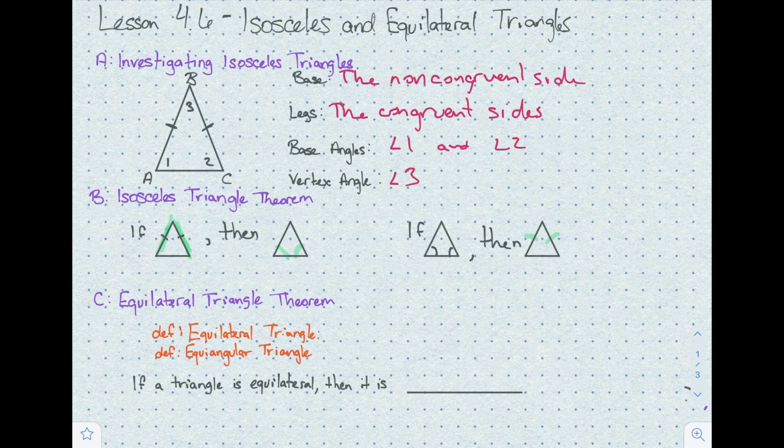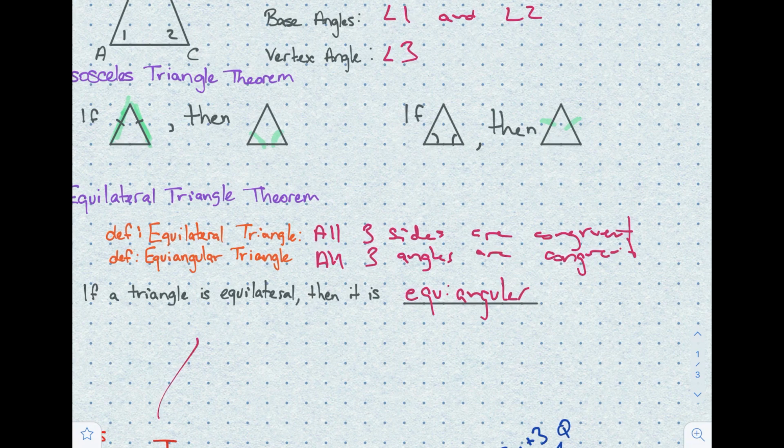Let's get two quick definitions before we write this one down. An equilateral triangle is a triangle where all three sides are congruent. An equiangular triangle is a triangle where all three angles are congruent. So if we extend our isosceles triangle theorem, it says if we have two congruent sides, then we have two congruent angles. If we extend it to three sides, and if we have an equilateral triangle, then it is equiangular. In pictures, what this means is that if we have three congruent sides, then we also have three congruent angles.